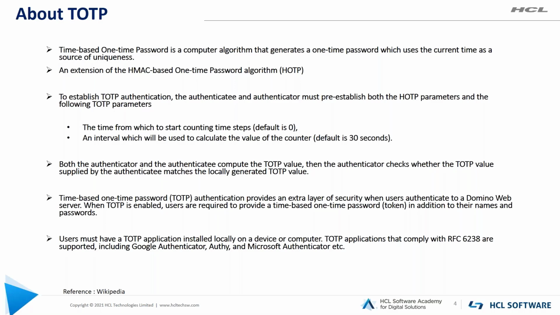Both the authenticator and the authenticatee compute the TOTP value. Then the authenticator checks whether the TOTP value supplied by the authenticatee matches the locally generated TOTP value. Once it matches, the authentication takes place. TOTP authentication provides an extra layer of security when users authenticate to a Domino web server. The user must have installed a TOTP-based application locally on a device or computer. Moving to next slide.